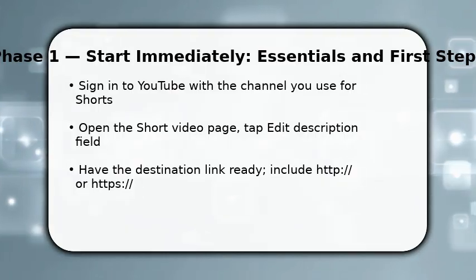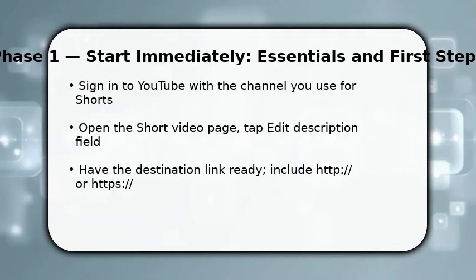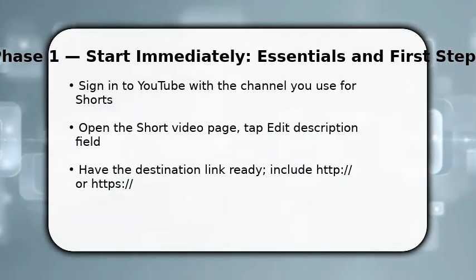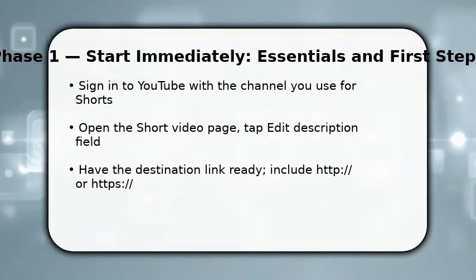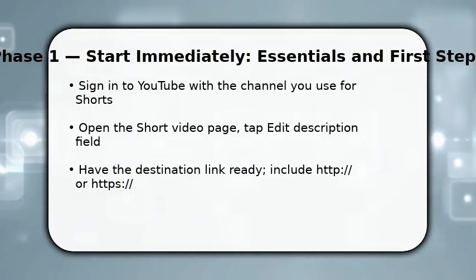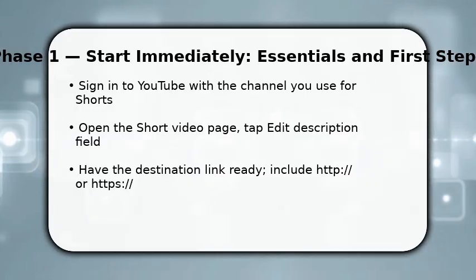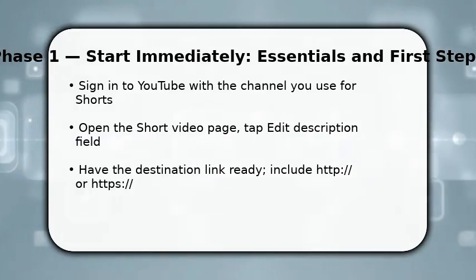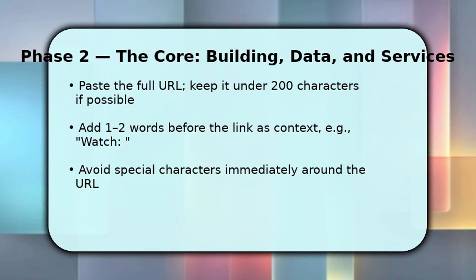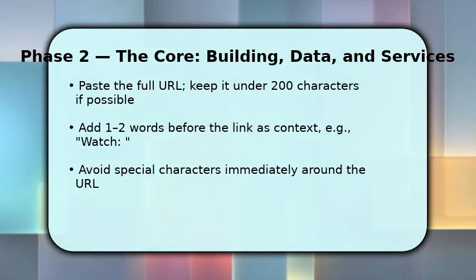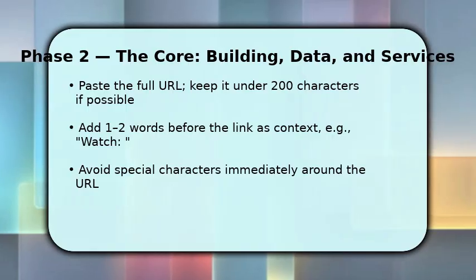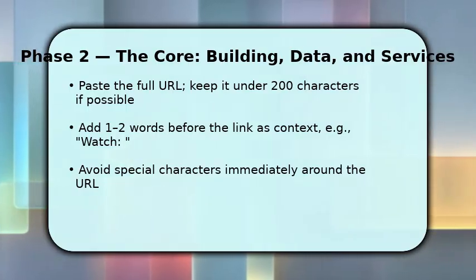Make sure you have the full destination URL ready, including https://, because YouTube needs that to recognize a link. Also, decide whether the link is for a playlist, video, or external site so your phrasing in the description matches the viewer intent. Now paste the full URL into the description, making sure it starts with http:// or https:// so YouTube parses it as clickable.